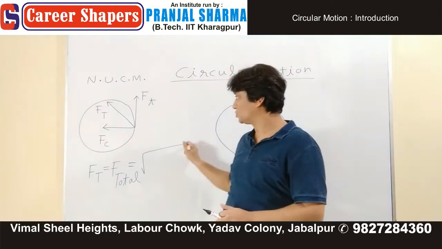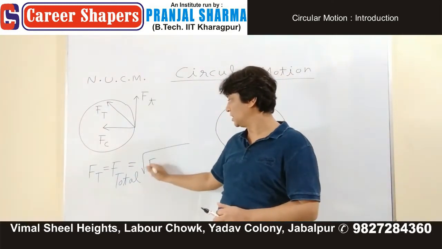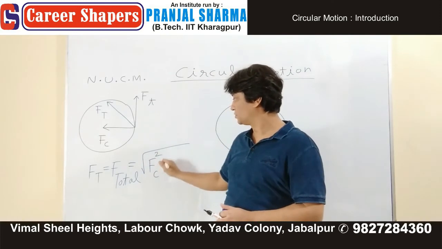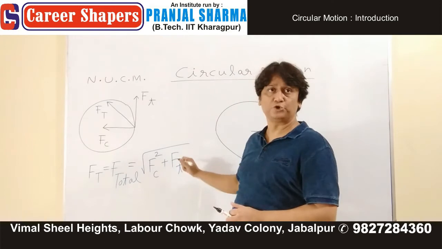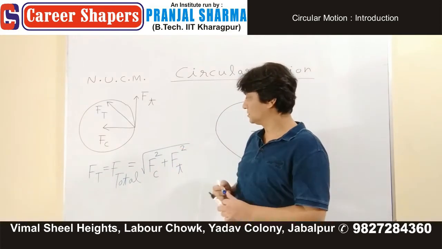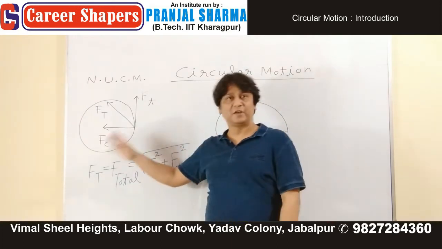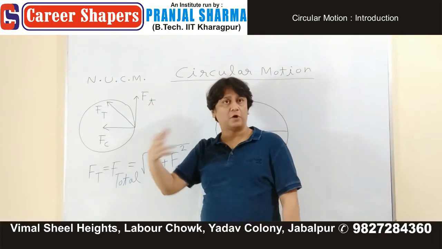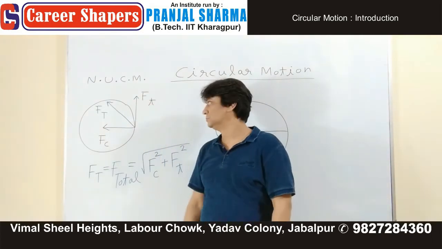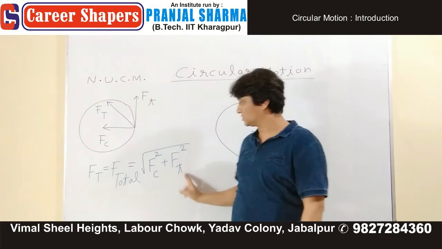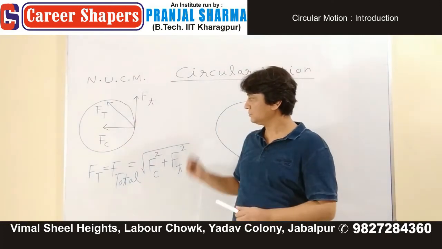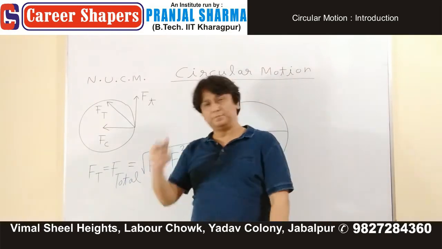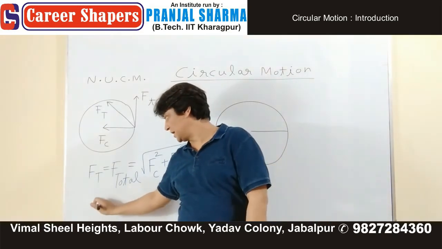जब भी आपके पास दो वेक्टर्स हैं तो आप क्या करते हैं? आप ये करते हैं बस FC square plus FT square. If you have two mutually perpendicular vectors, if they are giving you FC and FT and they are looking for total force, then that total force is this. And you can expect a question like this also.